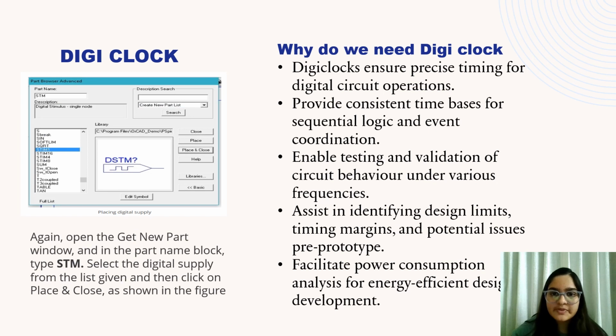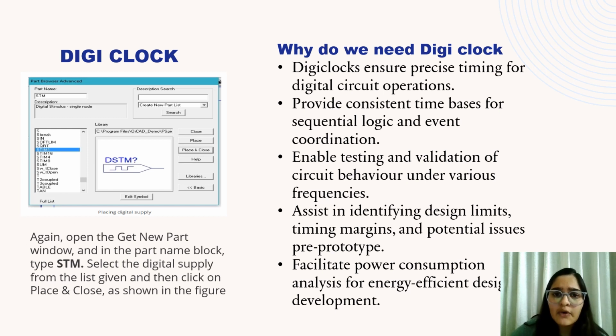Now let us talk about why we need to use a digital clock. A digital clock provides precise timing for digital circuit operations, which is essential for ensuring that your circuit functions as intended. It can provide a consistent time basis for sequential logic and event coordination, simplifying the design process and making it easier to identify and troubleshoot potential issues. Digital clocks can also be used to enable testing and validation of circuit behavior under various frequencies, helping to identify design limits, timing margins, and potential issues before you even build a prototype. Finally, they can facilitate power consumption analysis for energy-efficient design development.